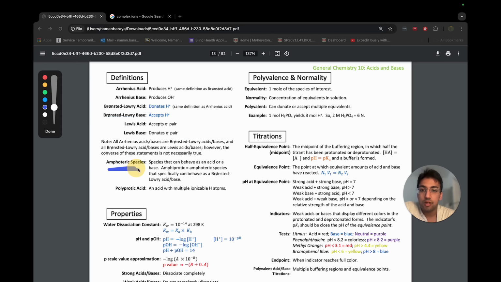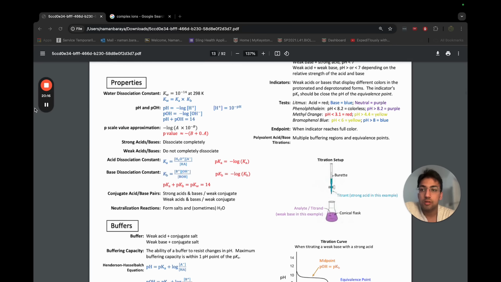Okay, now there's amphoteric species. That means that something can be both an acid or a base. And then we have polyprotic acids, which means that there are multiple H atoms. Like H3PO4, you have multiple protons that can leave, and so that's a polyprotic acid. Okay, now we have the water dissociation constant. Really memorize this, 10 to the negative 14. That's very important. And then remember that Ka times Kb is 10 to the negative 14, which is Kw.